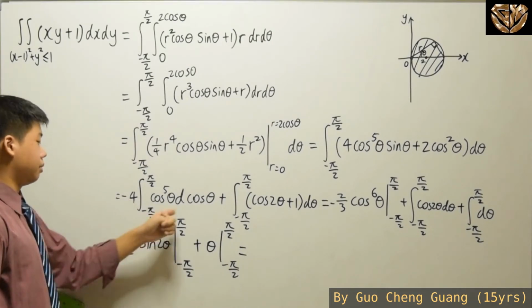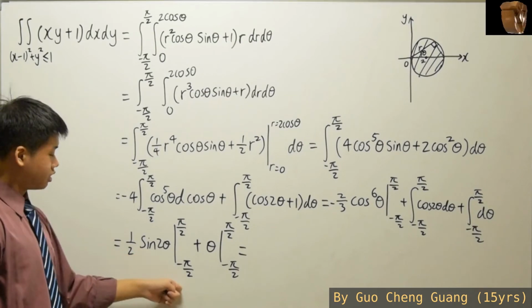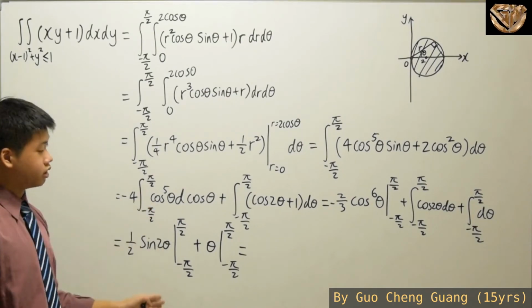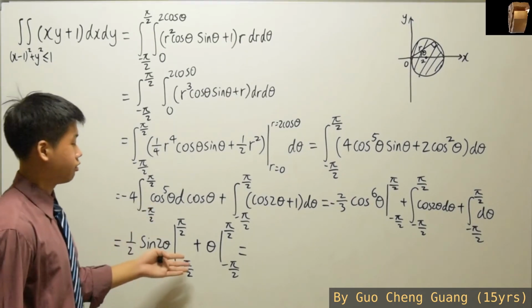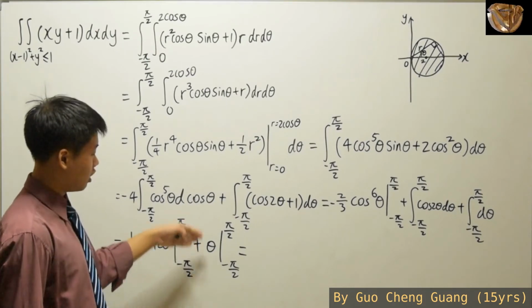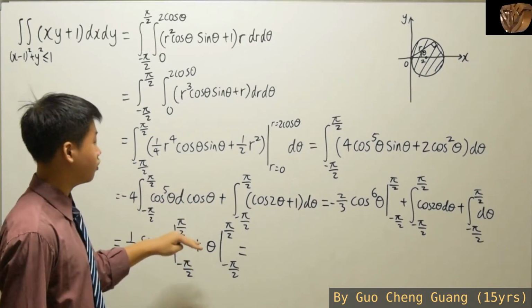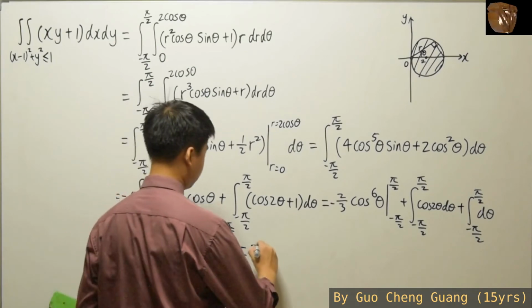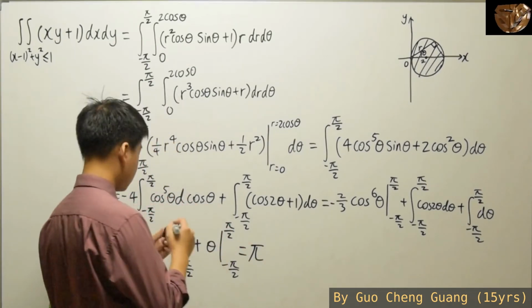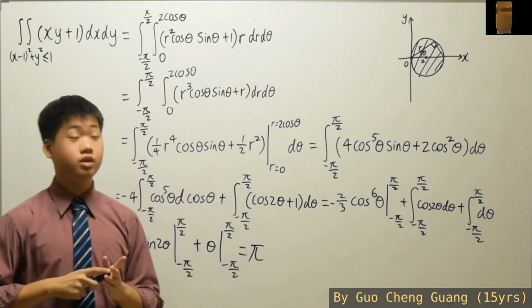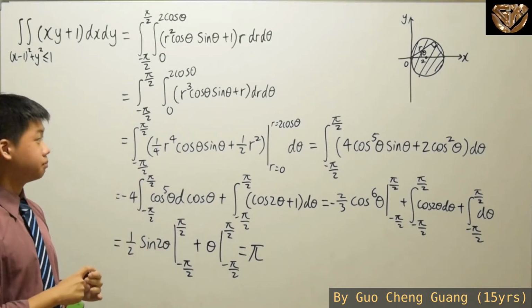Now you get a sine pi, which is a 0, and a sine negative pi, which is a 0. So the first term here, again, is a 0. And all you're left with is this theta term, which you have pi over 2 minus negative pi over 2, which gives you pi. So this is the answer for this question you have over here.